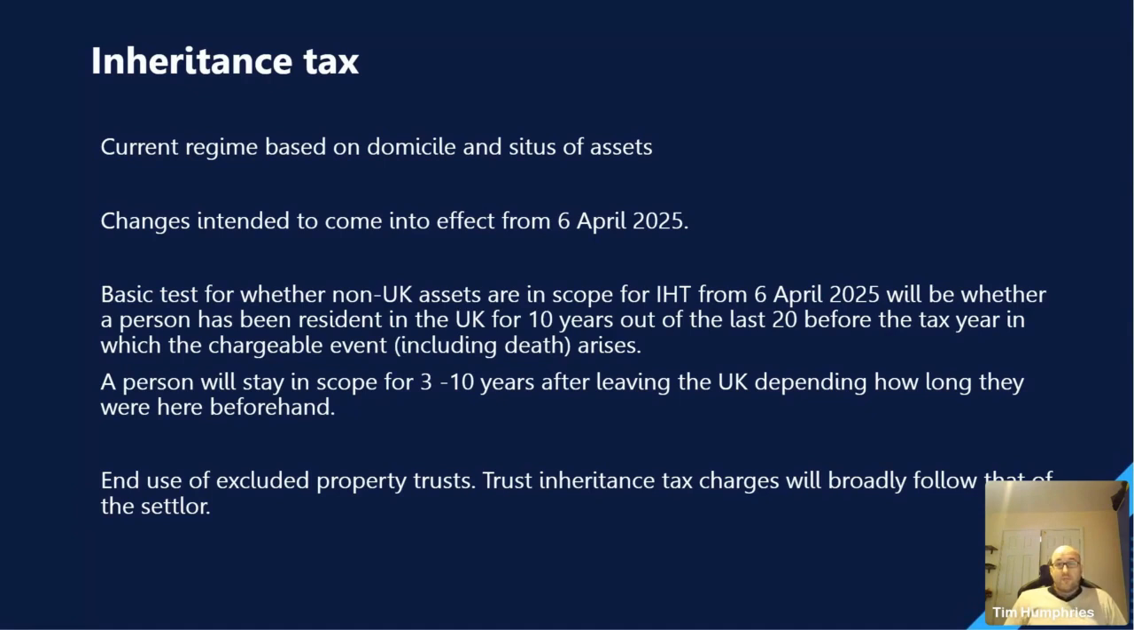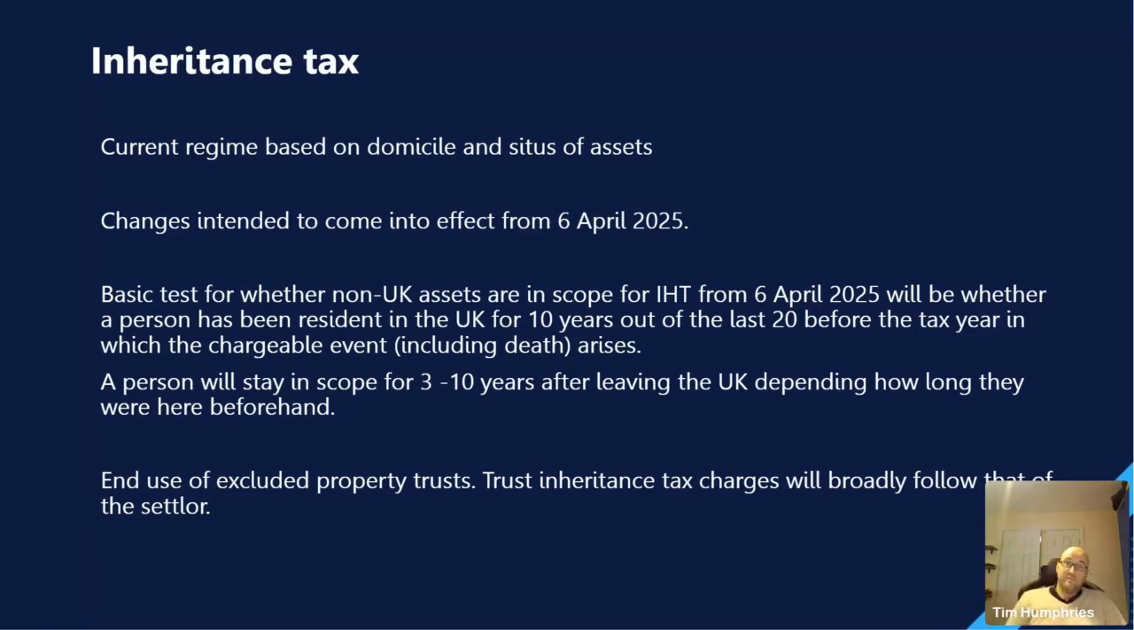So because the test is 10 out of the last 20 years, it will mean someone will have to leave the UK for 10 full years before they're outside the scope of inheritance tax if they've been here for 20 years, essentially. So the number of years you need to leave to get yourself out of the UK system will depend on how long you've been here beforehand. As I say, if you've been here for a straight 20 years, then you will need to leave for 10 years to get outside the system.